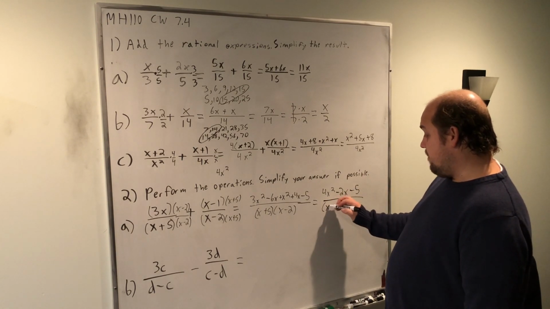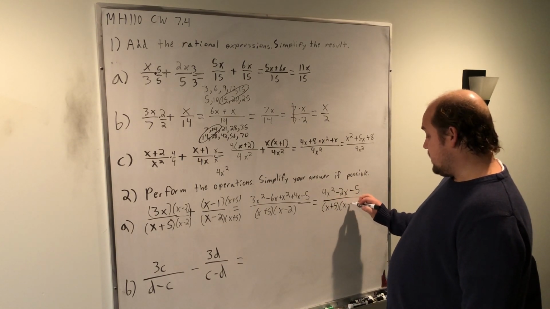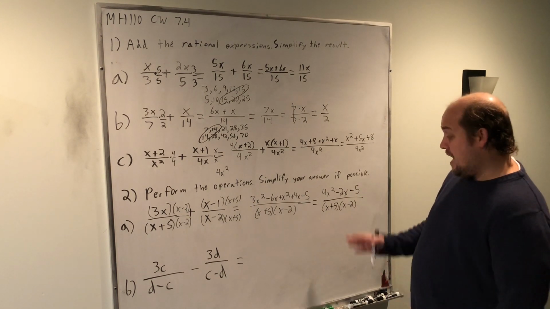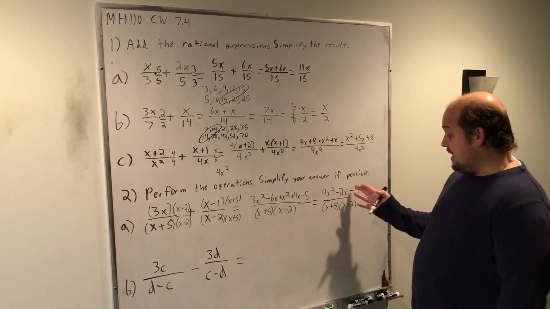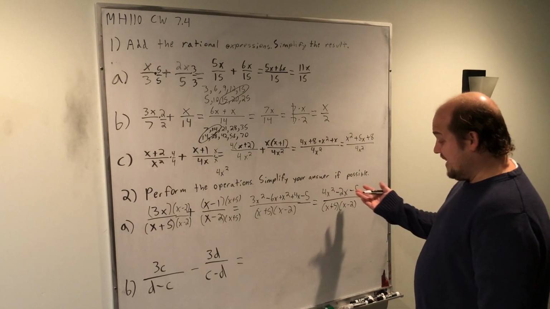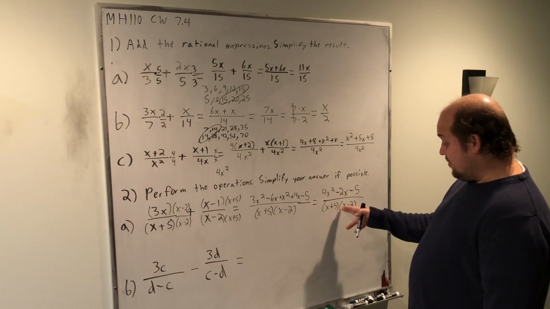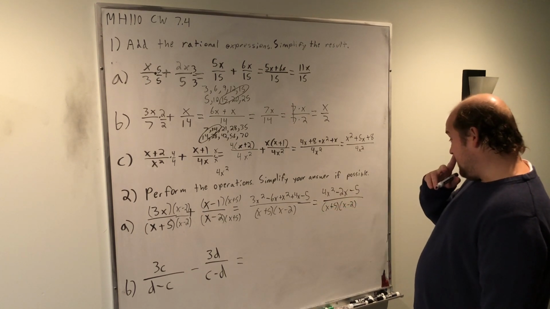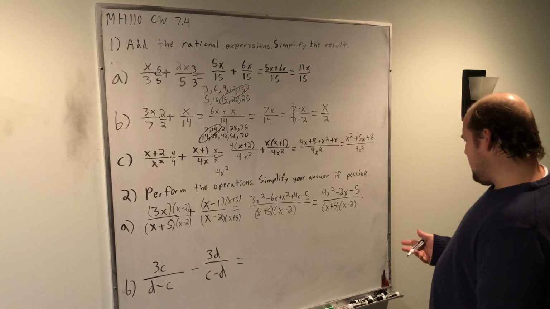On bottom, I have x plus 5, x minus 2. I would leave it right here. It is a good idea to try and factor this top, possibly. Honestly, it might even factor, but I can see that neither of the factors is going to have the single term of x plus 5 or x minus 2, I think.